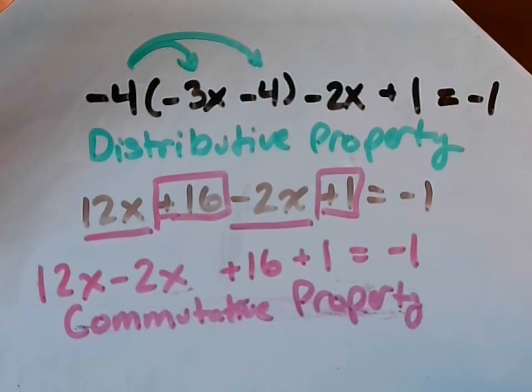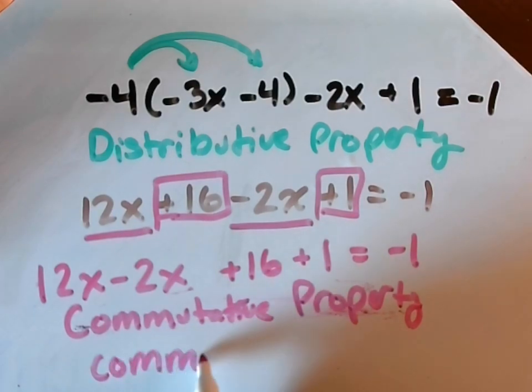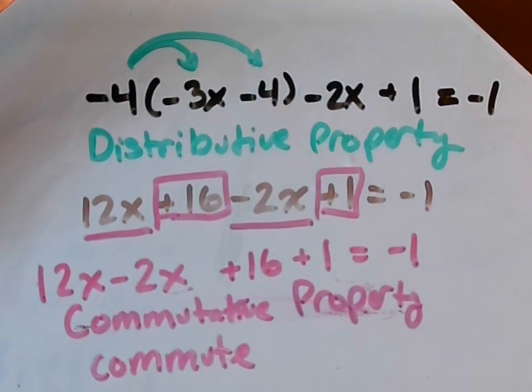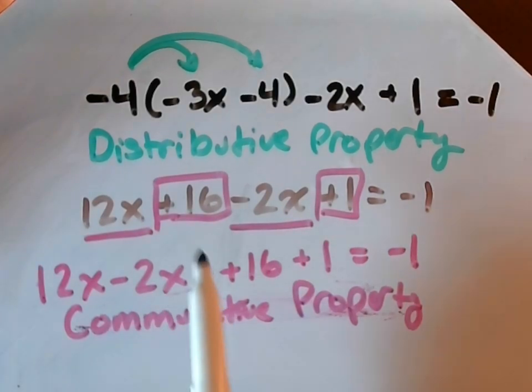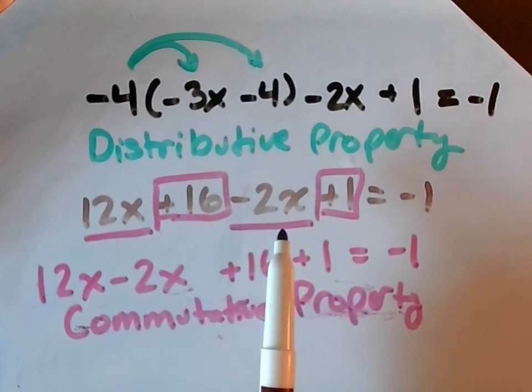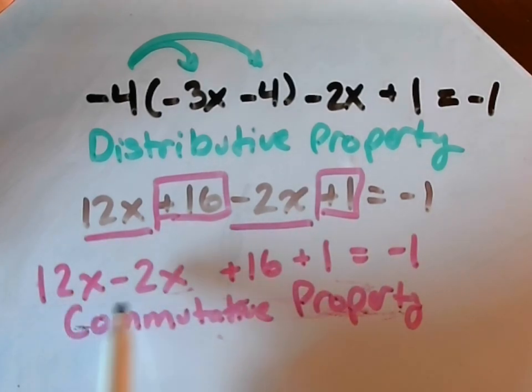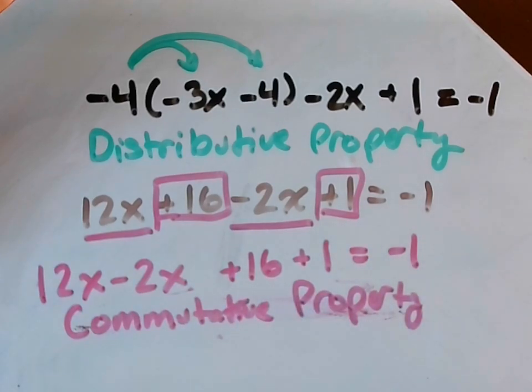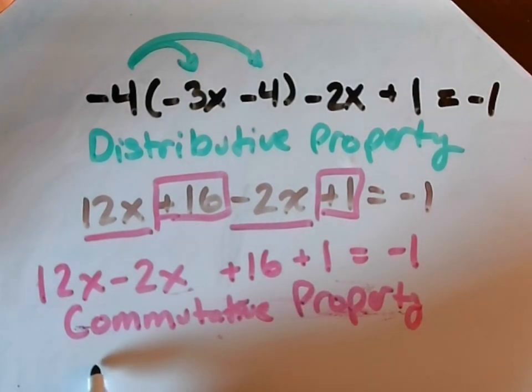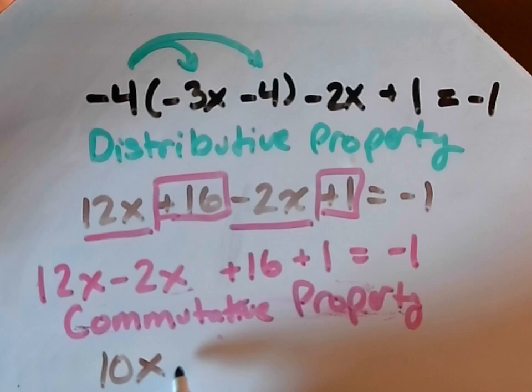So commutative, the base word is commute, which means to move, to go places. You commute to school, you commute to work. So the commutative property is just what lets us move things around in the equation so we can solve it easier. So we moved stuff around. We flip-flopped the 16 and the negative 2x, so we have 12x minus 2x plus 16 plus 1 equals negative 1. So now we can just combine those like terms. So 12x minus 2x is 10x, plus 17 equals negative 1.